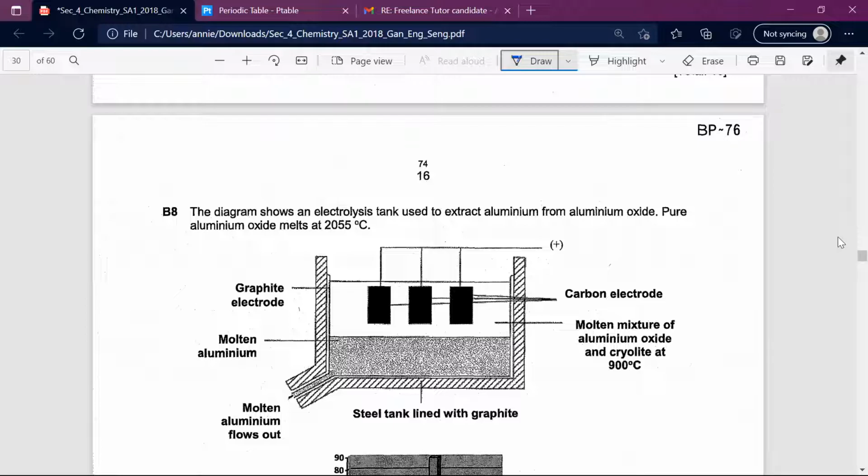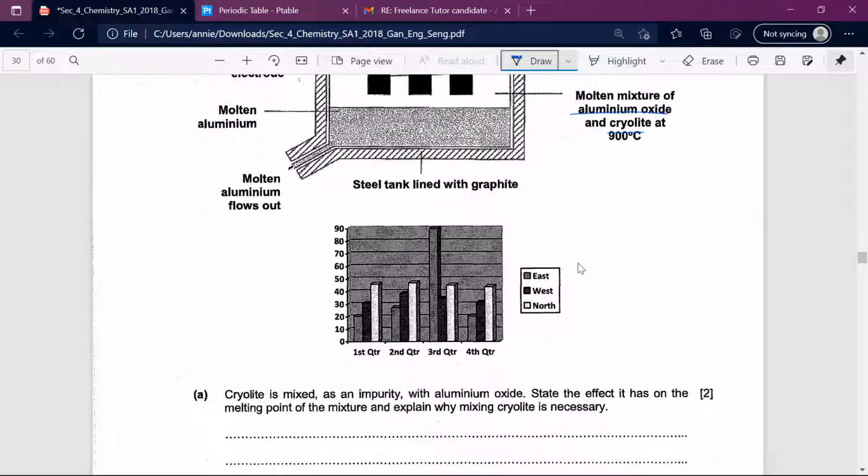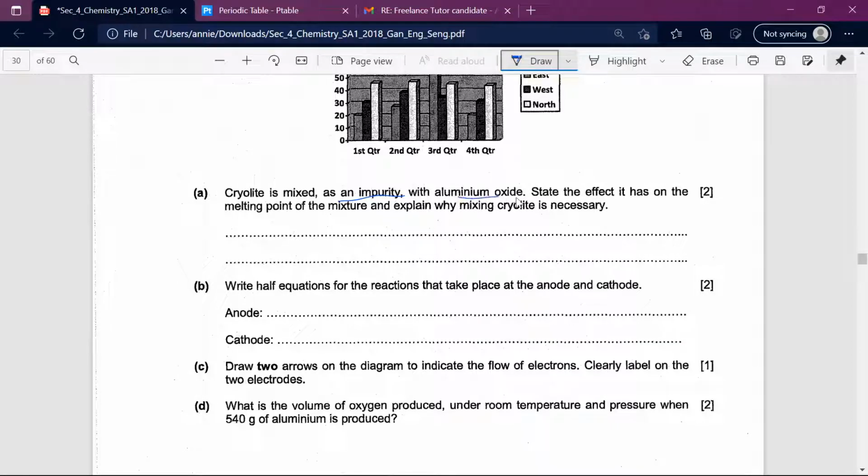We have this. It's an electrolysis tank used to extract aluminium from aluminium oxide. Pure aluminium oxide melts at 250 degrees. Okay. So here we have the graphite electrode, and then we have the carbon electrodes, and then we have molten aluminium here, and molten mixture of aluminium oxide and chloride. And then chloride is mixed as an impurity with aluminium oxide. State the effect it has on the melting point of the mixture and explain why mixing chloride is necessary.